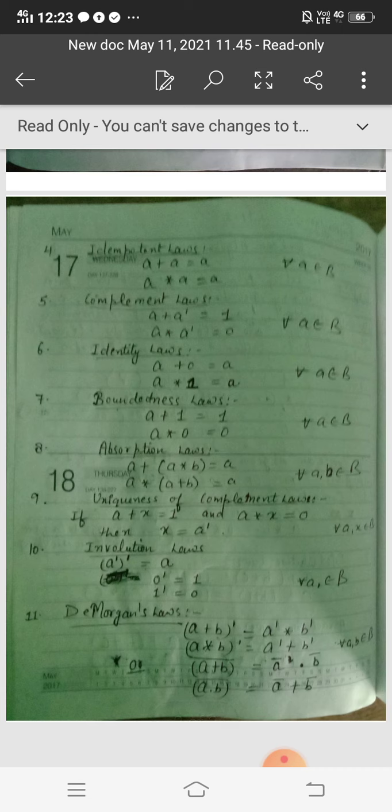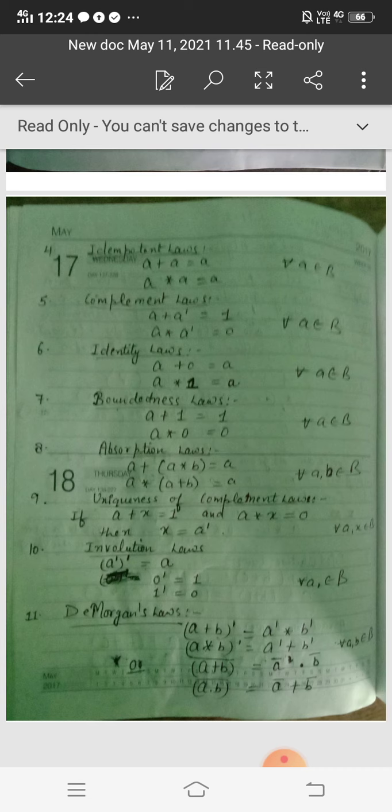Next, uniqueness of complement law. It is rarely used in numericals, but it is used to prove De Morgan's law, which is definitely asked in the examination. Here is the condition of uniqueness of complement law: if a + x = 1 and a · x = 0, then x = a'. It's the condition for all a, x belongs to B.